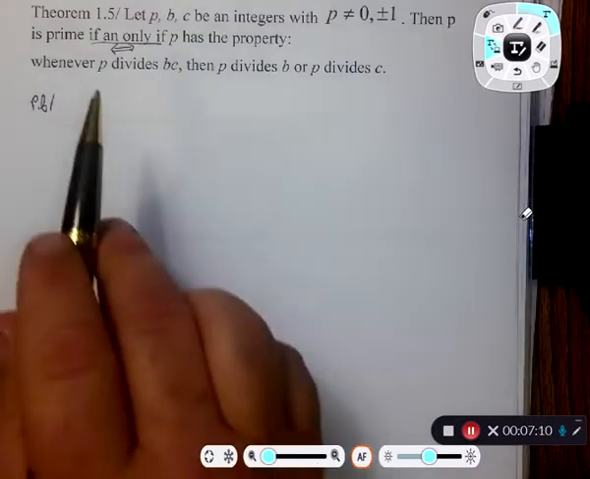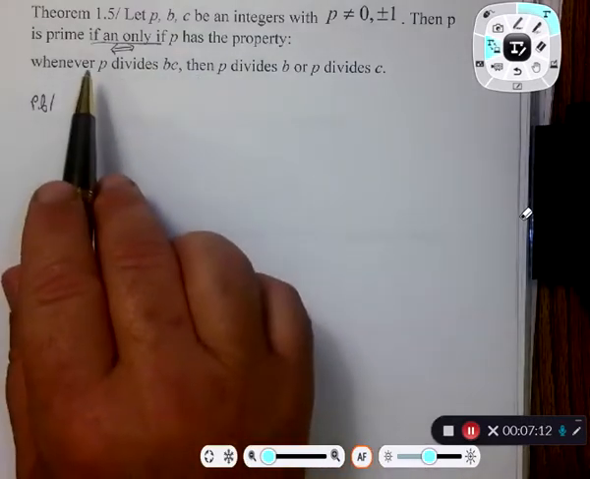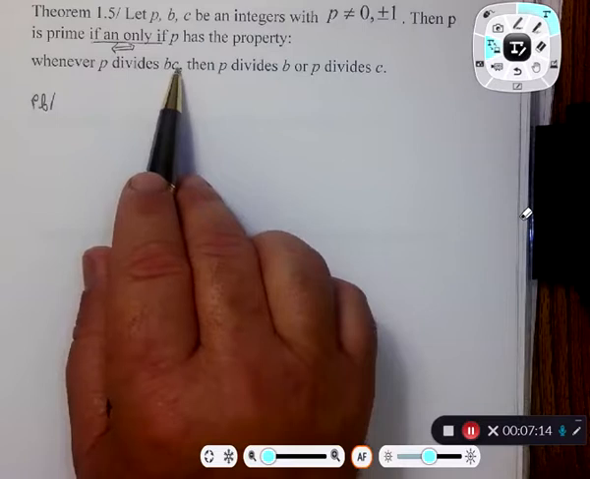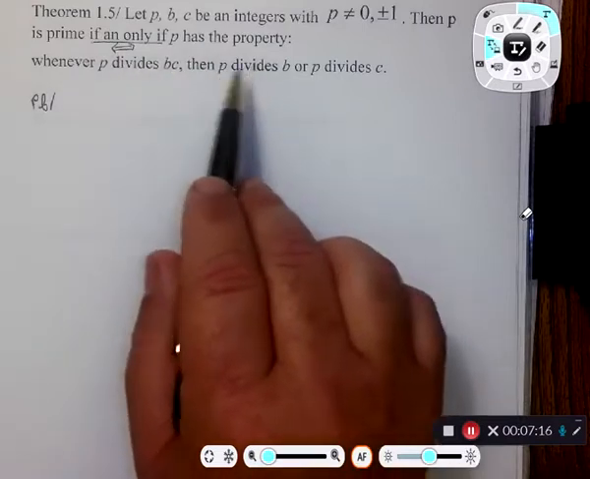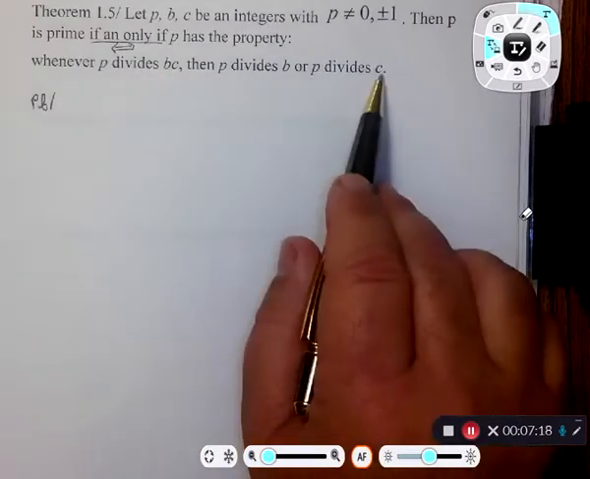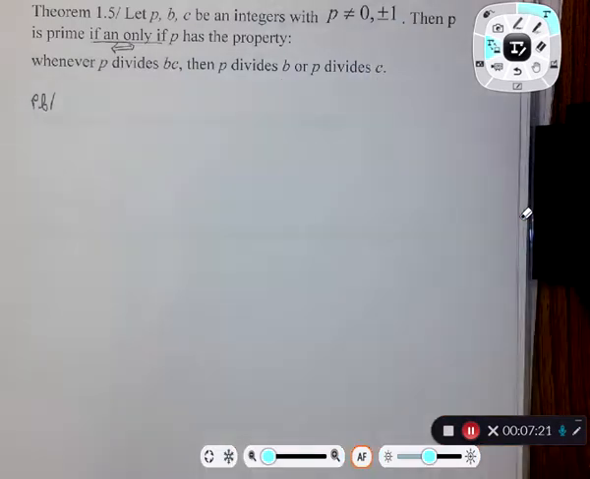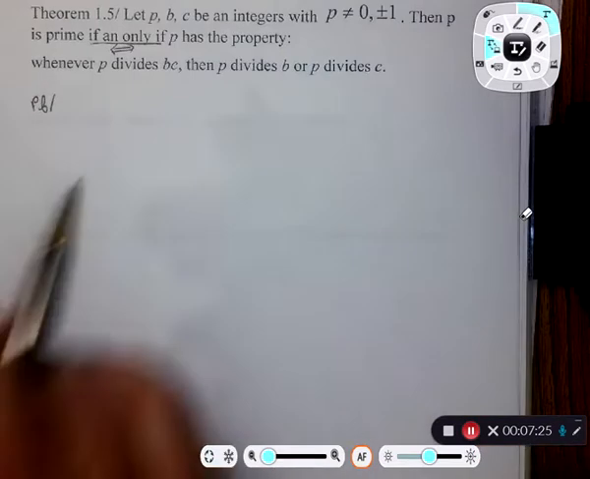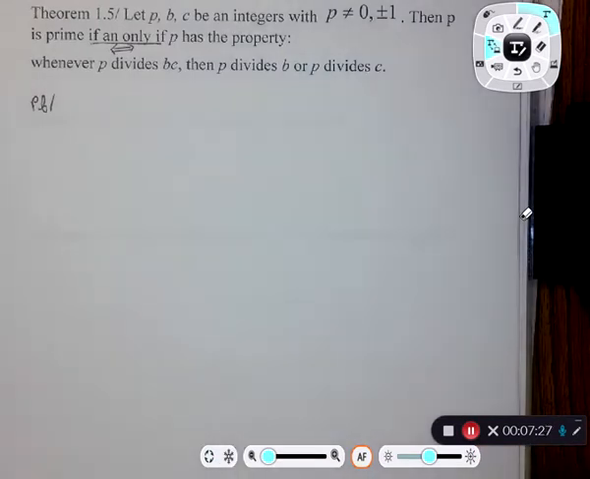And it goes the other way. If P has the property that P divides a product B times C, whenever that happens, either P has to divide B or P divides C, then that will actually force P to be prime. So how do you prove a double-sided implication? Well, you're going to have to do it one step at a time. So this is a two-step proof here.